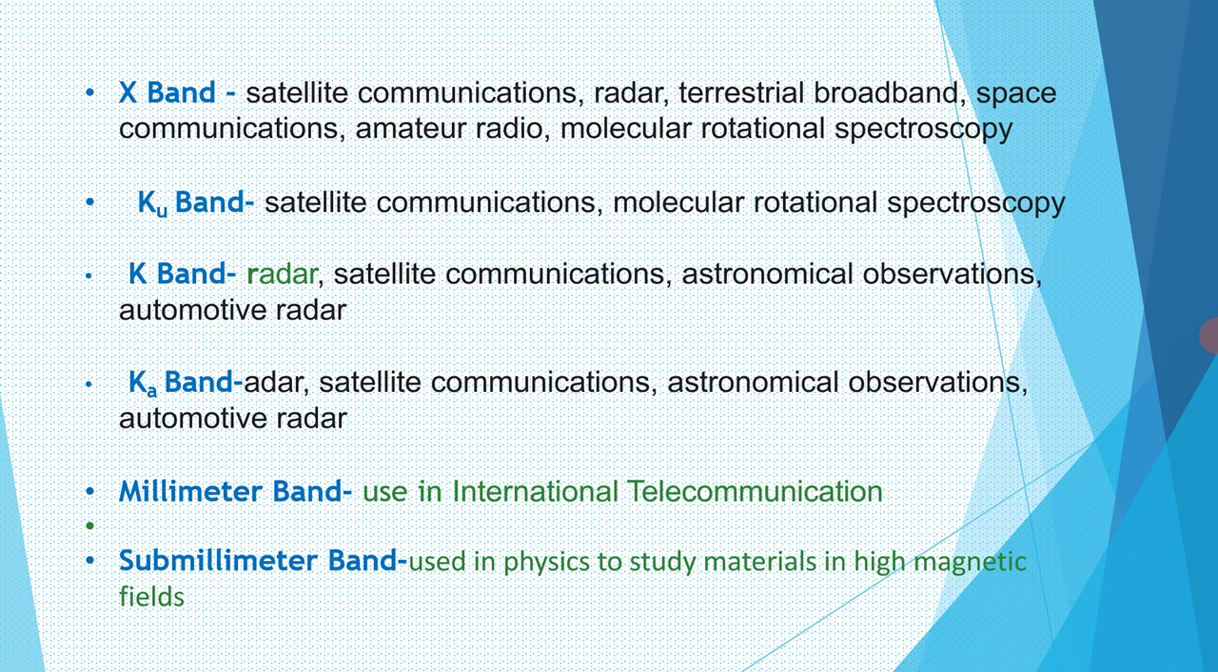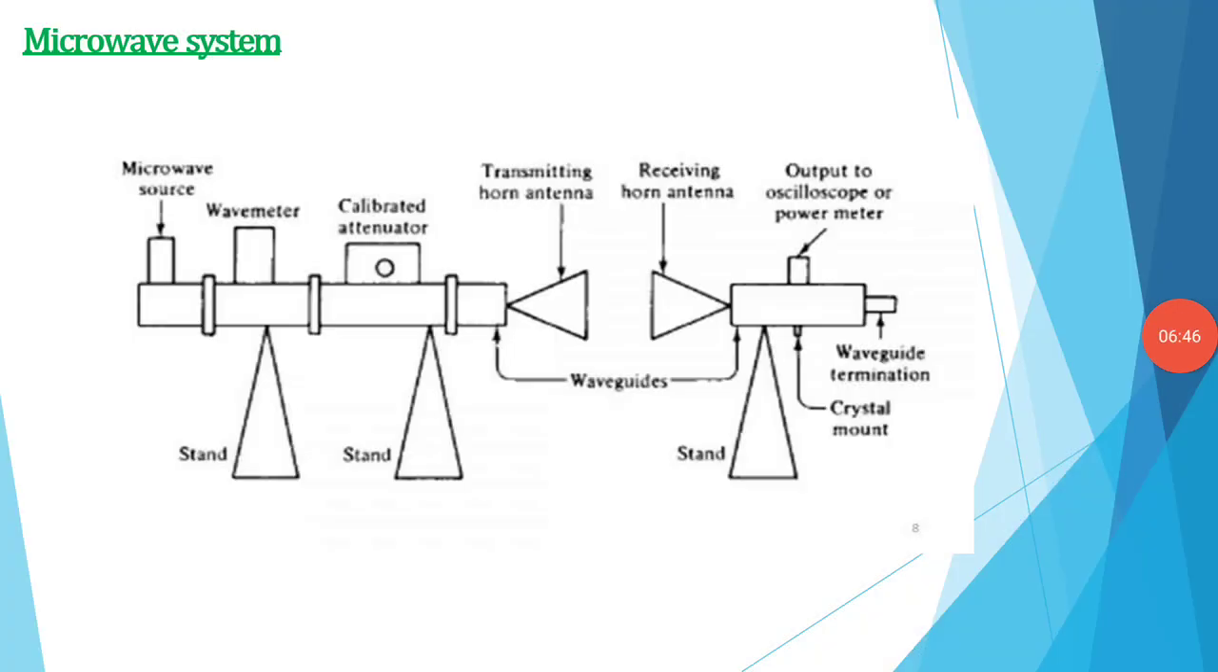Then the K band is used for radar, satellite communications, astronomical observations, automotive radars. Ka band, it is used for the radar, satellite communications, astronomical observations, automotive radars. Millimeter band is used in international telecommunication, and the sub-millimeter band is used in physics to study materials in high magnetic fields.